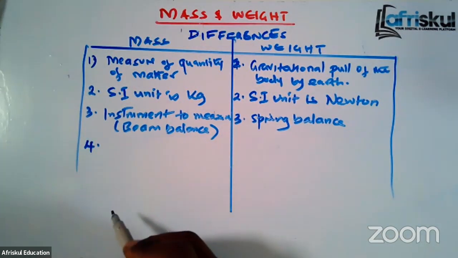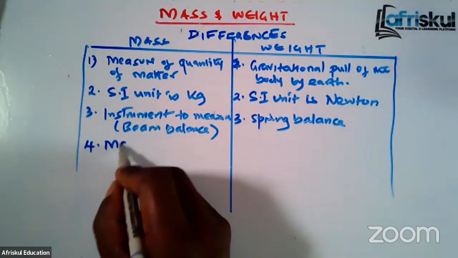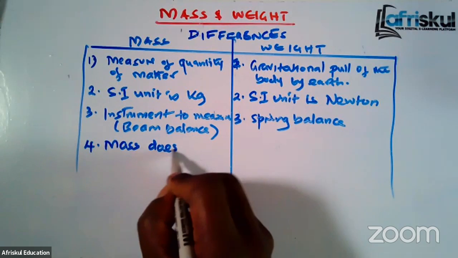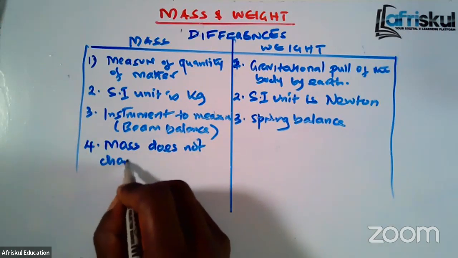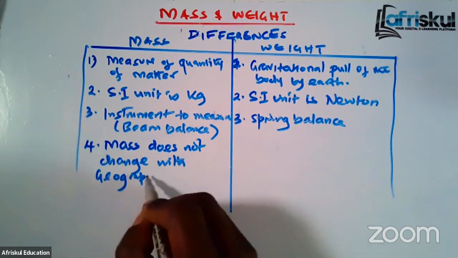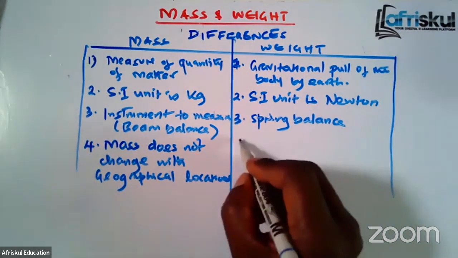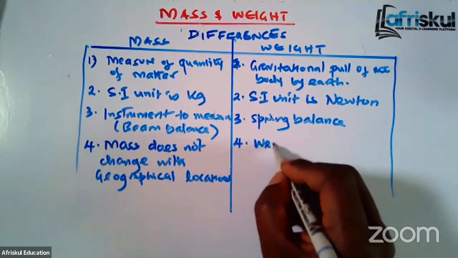Difference number 4 has to do with the changes. Mass never changes. When you take mass, say 2 kilograms to the moon, it will still remain 2 kilograms, or even to any other planet, it remains 2 kilograms. Or all parts of the earth, the mass will still be 2 kilograms if you had weighed it and it was 2 kilograms. So mass does not change with geographical positions or locations. But on the other hand, weight changes.